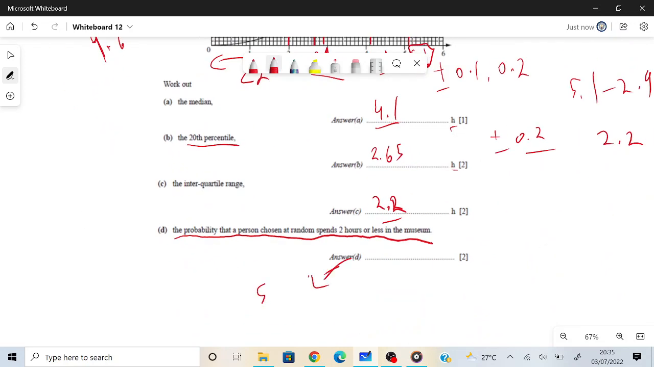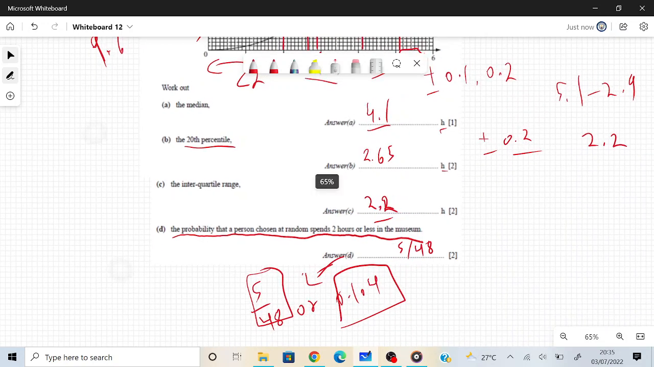5 over 48, or if you want to write this in decimal form, I think this is 0.10. Let's just quickly check, somewhere around there. Yeah, 0.104. You can write 0.104, but since it's not an accurate decimal, it's a recurrent decimal, I would advise to write it in fraction form, 5/48.